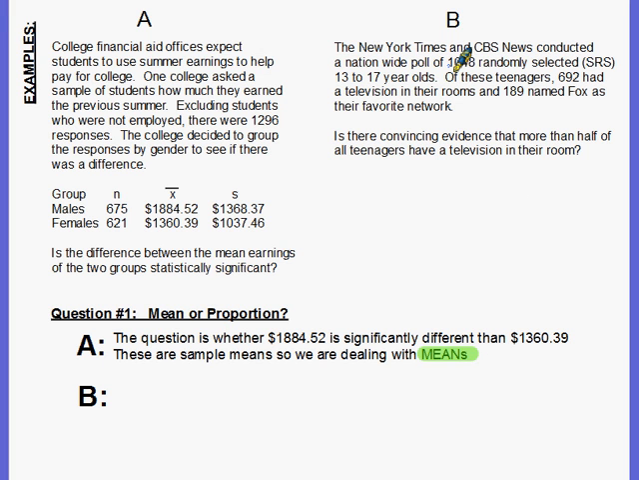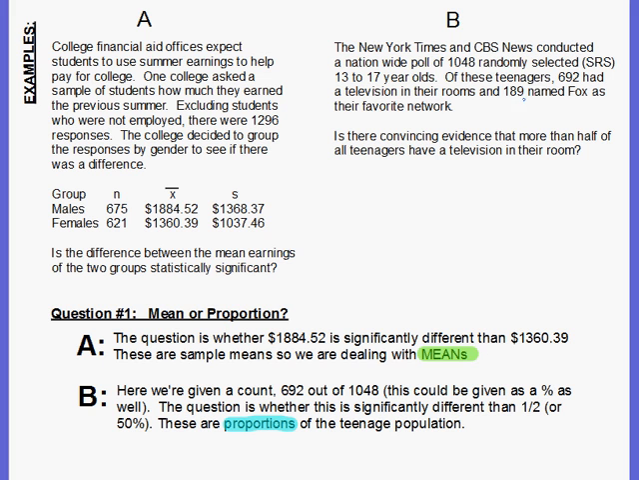For B, let's get this up. The proportion sometimes is confusing, and so we're given the total amount, we're given the number that have TVs in the rooms, and so really it's going to be the ratio of the two, 692 over 1,048. That's a proportion which could be expressed, as it says down here, as a percentage. All right, so that can throw people too.